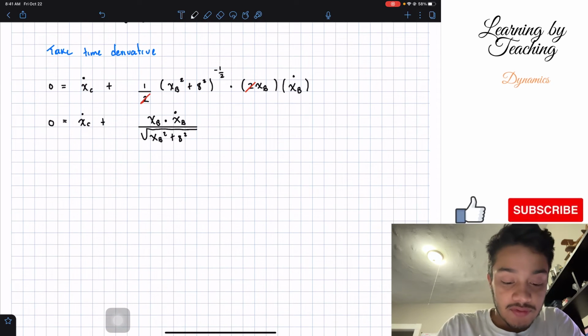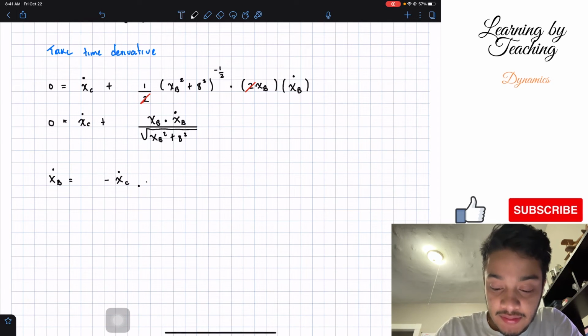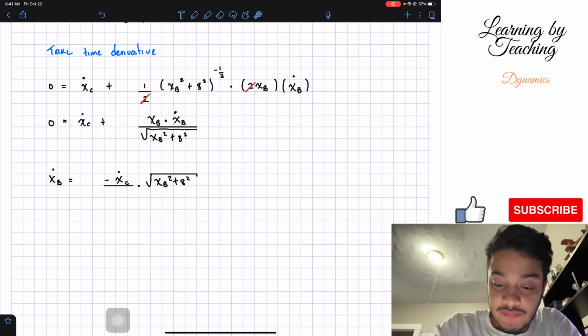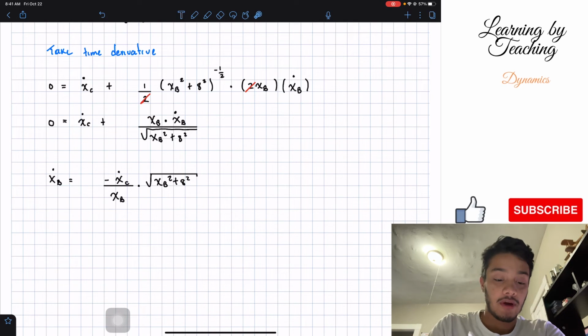Let's see what we have. If we solve for that velocity, the velocity is going to be equal to negative the velocity of C, then we multiply it by the square root. The square root that is at the bottom passes to be a multiplication on the other side, and then we divide by the length XB. This is our equation for our velocity.